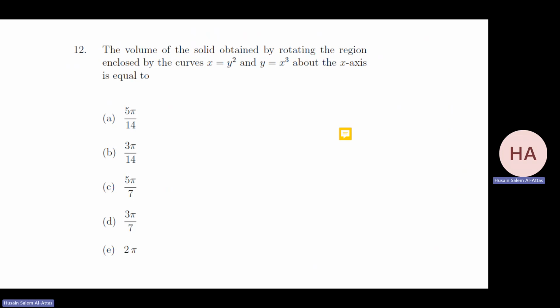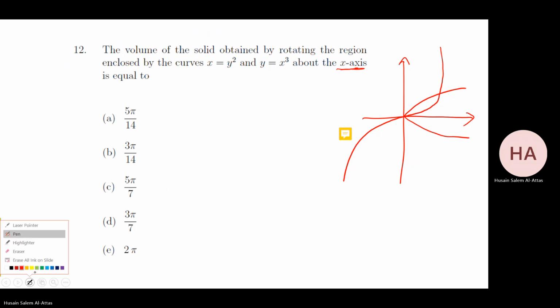Okay. The volume of the solid obtained by rotating the region enclosed by the curves x equal y squared and y equal x cubed about the x-axis. Okay, so these are the functions, and we first need to graph the two functions. This is this one, and this is something like this. So what is the region enclosed by them? I'm talking about this region.